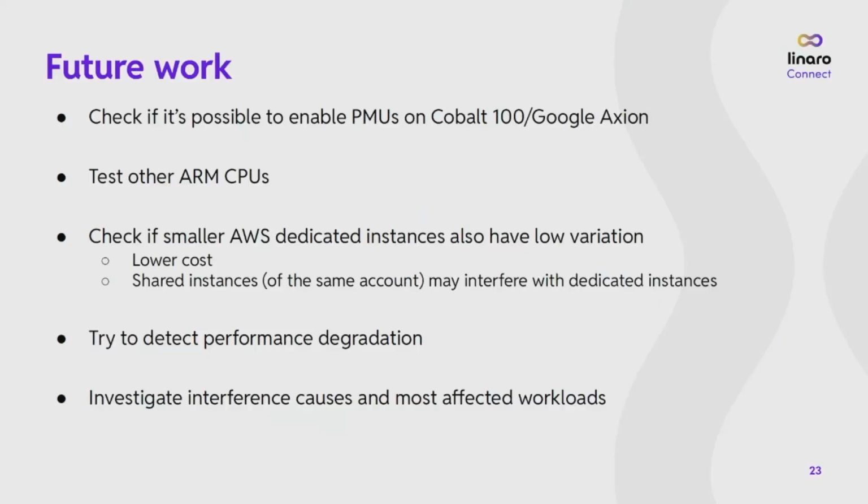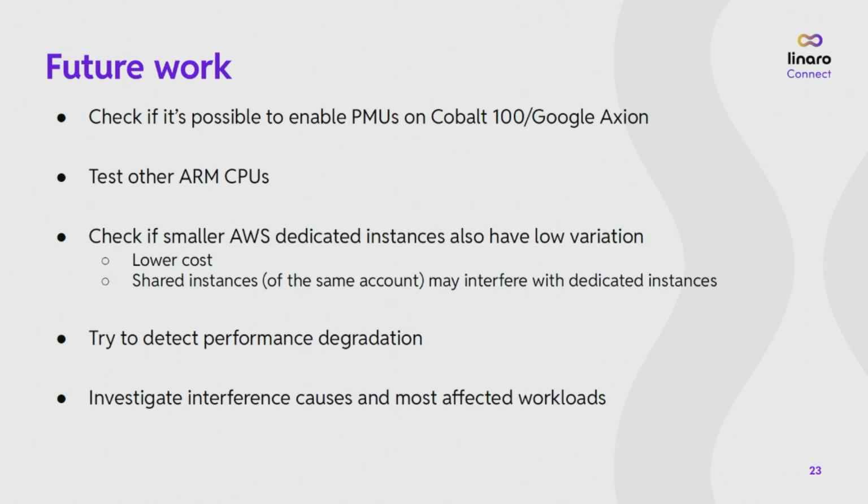For future work, it would be nice to try to make performance counters work on Cobalt 100 and Google Axion, and also test other ARM CPUs and other cloud providers to see how they behave. Something that could be interesting would be to try to use smaller AWS dedicated instances and check if they also have low variation. Because if this is the case, it would be possible to have consistent results with a lower cost.